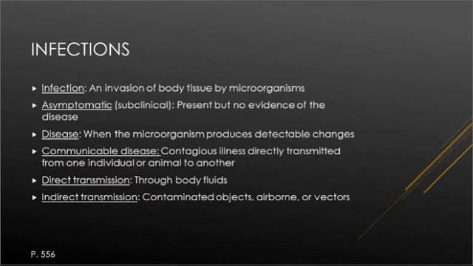Basic definitions: infection, invasion of the body tissue by microorganisms. Asymptomatic means they have no evidence of the disease, and disease is when it produces detectable changes. Communicable, it can be transmitted from one person or animal to another. Direct transmission is through body fluids, and indirect is contaminated objects, etc.